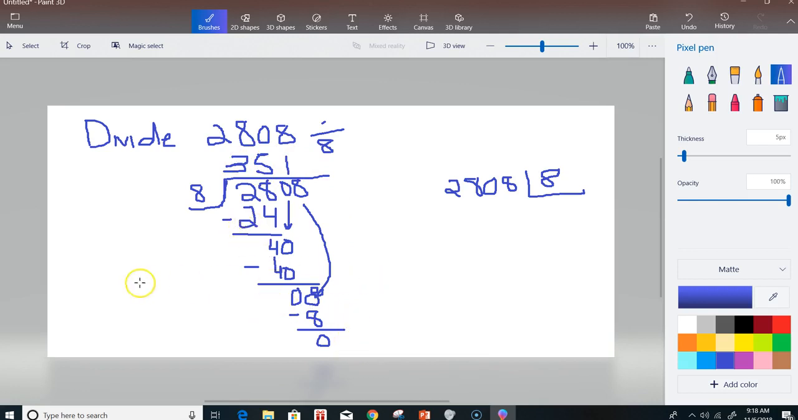Now we need to check. How can we check if we did this right? Well, if you multiply 351 times 8, you should get 2,808. Let's see if that's true. 8 times 1 is 8. 8 times 5 is 40. We carry the 4. 8 times 3 is 24, and 4 is 28. Yep, we did it right.